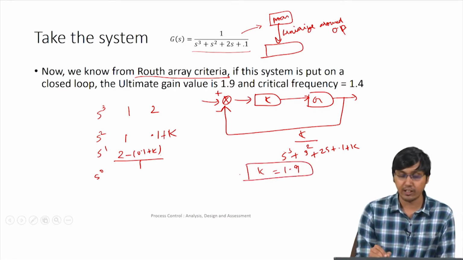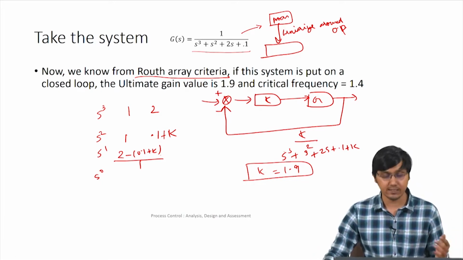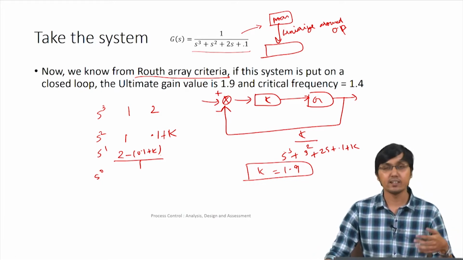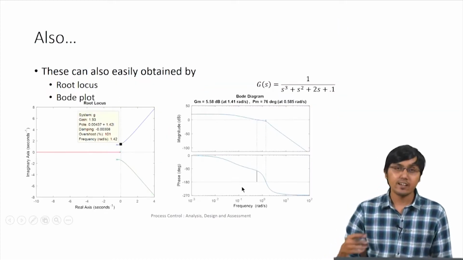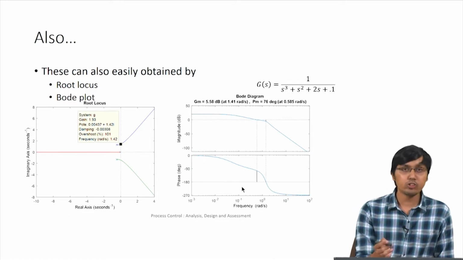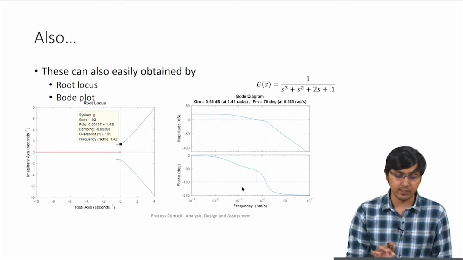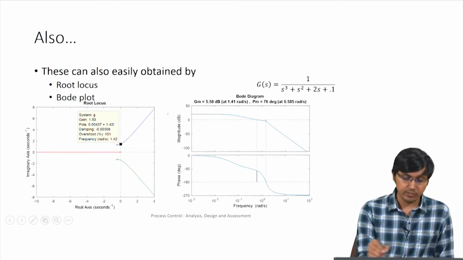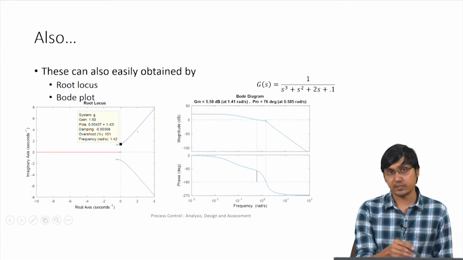So this is the ultimate gain value from Routh criteria. We already saw this in detail in the previous lecture, so you can go back and see, but this is the simple thing to find the ultimate gain value. Again, whether you take the root locus or the Bode plot, whatever technique you use, it has to come to the same thing, right? So if you draw the root locus using the open loop transfer function, okay.